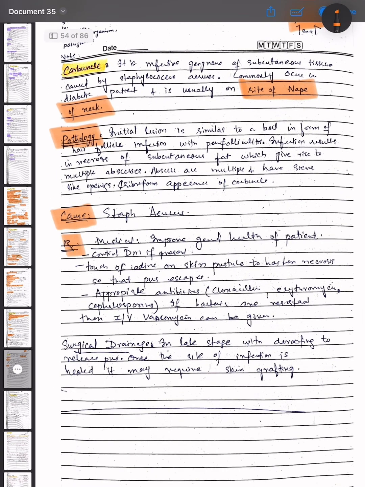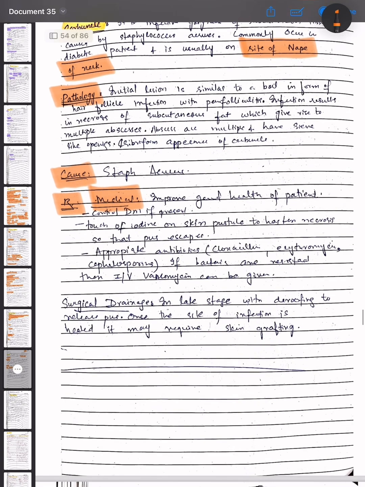What are the treatment options? The first treatment option is medical, and then we will give surgical drainage. In medical treatment, we will improve the general health of the patient and control the diabetes mellitus if present. Then a touch of iodine on the skin pustule to hasten necrosis so that pus escapes. Then appropriate antibiotics, that is cloxacillin, erythromycin, cephalosporins. If bacteria are resistant, then intravenous vancomycin can be given. Surgical drainage is done in late stages with deroofing to release pus. Once the site of infection is healed, it may require skin grafting.